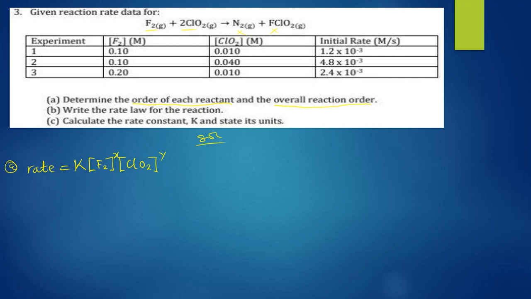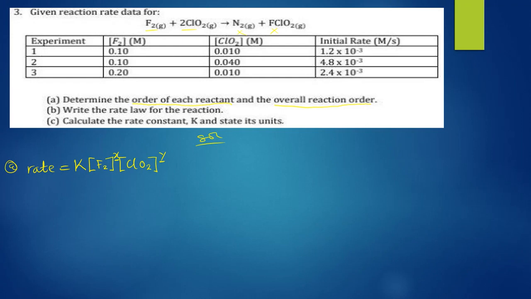And then once you're done like this, we need to determine these same orders X and Y. So how can you determine X and Y? These are the orders with respect to these concentrations. Once we determine this, then we have answered the first part, which is saying determine the order of these reactants. So how can you determine X and Y? We're going to start with X.